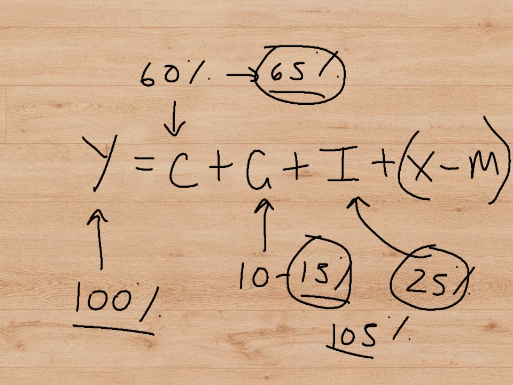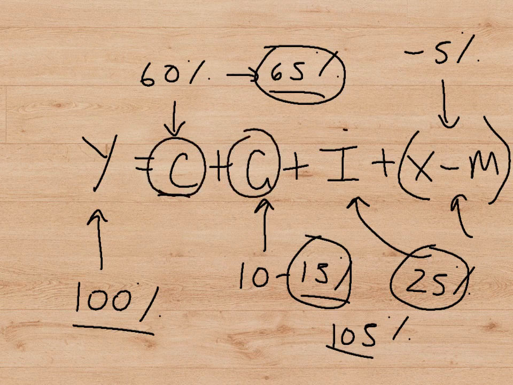This can actually be possible if this number, X minus M, is negative. So imagine that we are importing more things than we are exporting. This will be a negative number, and if this is negative 5% of our national income, then the whole thing still adds up to 100%. So don't forget that X minus M can be a negative number because some economies import more than they export. And so this overall X minus M can be negative, which means that C and G and I can add up in percentage terms to more than 100% and still balance the equation.